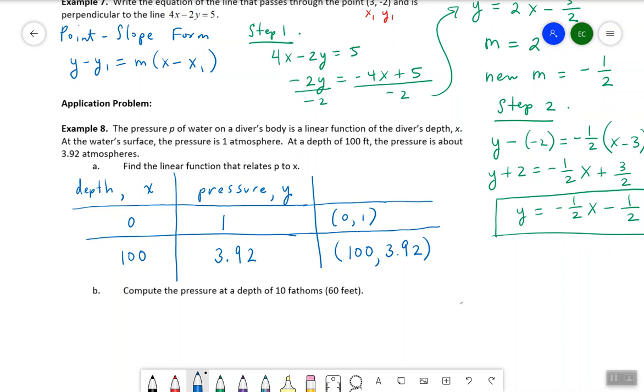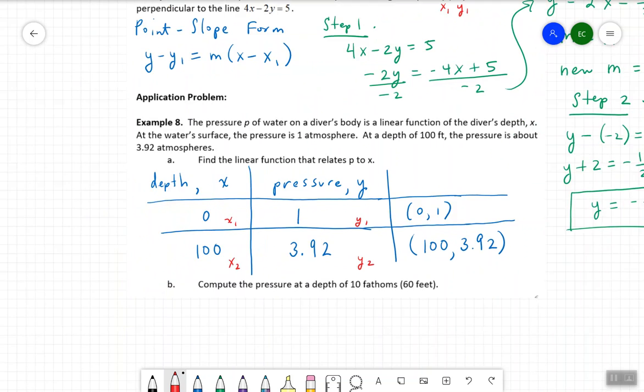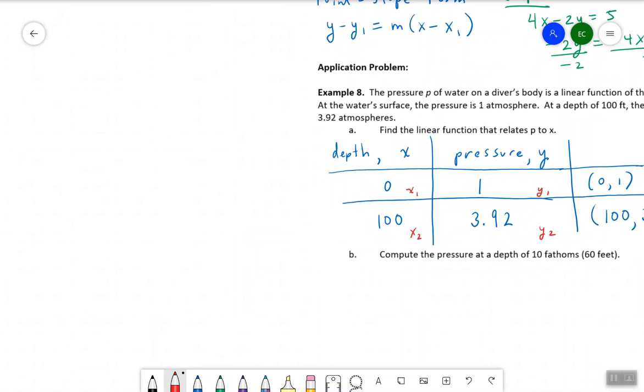So all we're really asked here in this problem is to find the formula for the line that passes through these 2 points. So if you like writing them as ordered pairs, great. If you like writing it out in a table, that's fine too. You could call this x1, y1, and then x2, y2. That might help. And then, of course, what we've done already with a problem like this is step 1, find the slope.